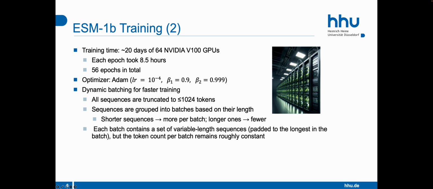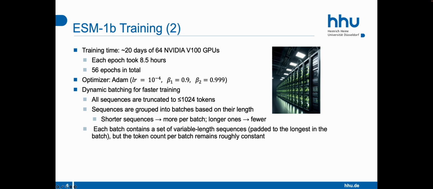And to make training faster and more efficient, they used dynamic batches. All sequences were truncated, so there were no longer than 1024 tokens. Then sequences were grouped into batches based on their length. Shorter sequences were grouped together so that more of them could fit into one batch, and longer sequences were grouped together in smaller batches. Each batch contained sequences of different length, but all sequences inside a batch were padded to match the length of the longest one inside of this batch.